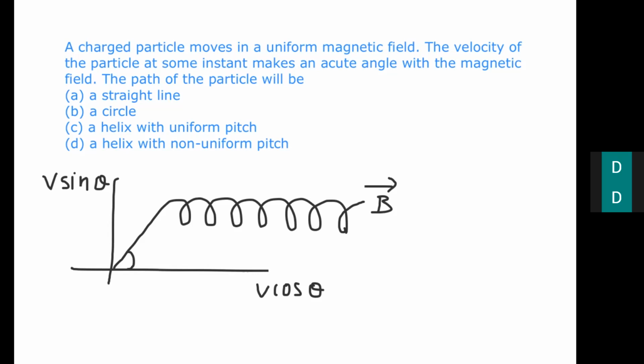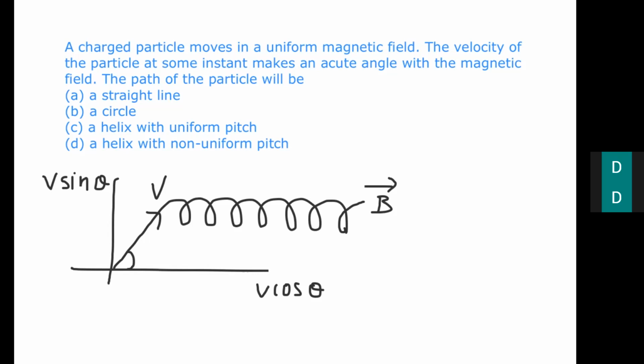So, here we can say that whenever there is an acute angle between the velocity and the magnetic field, which means the angle is less than 90 degrees, the particle will have a helical path with a uniform pitch. V cos theta is parallel to the magnetic field and V sin theta is perpendicular to the magnetic field.